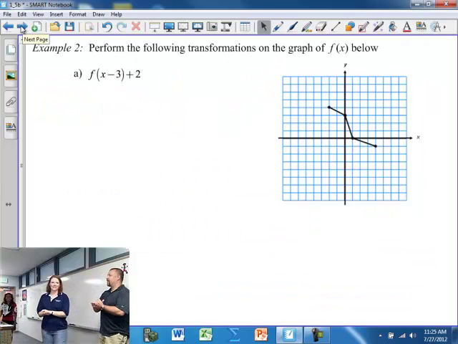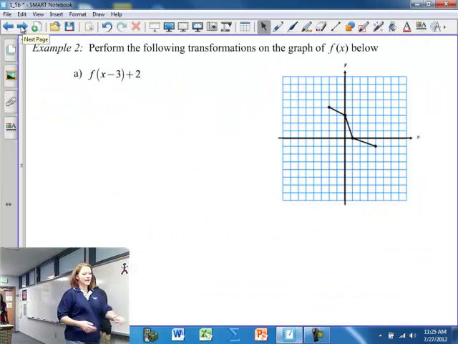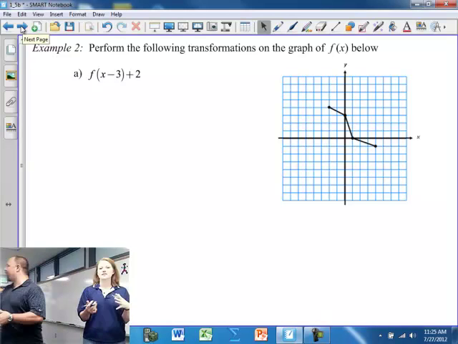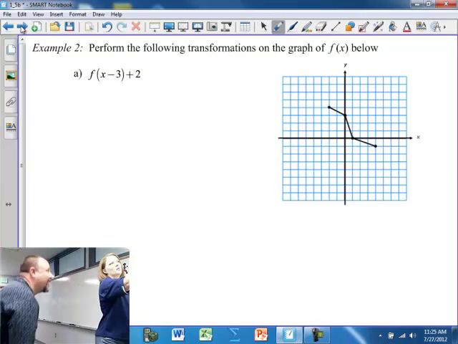All right. Moving along. Example 2. Let's do this. You want to graph this one? Yes, I'll do example 2. All right, okay. You're up. So on example 2, you have this one.